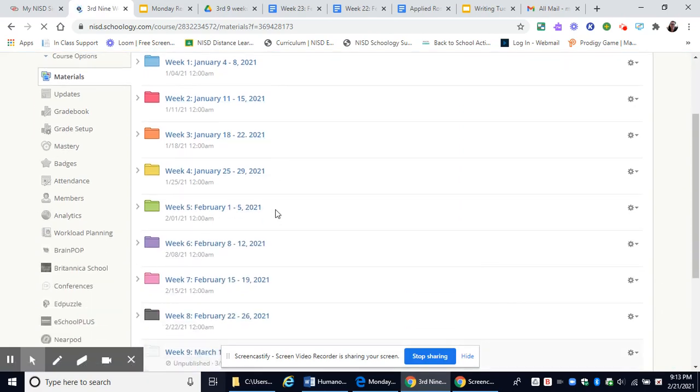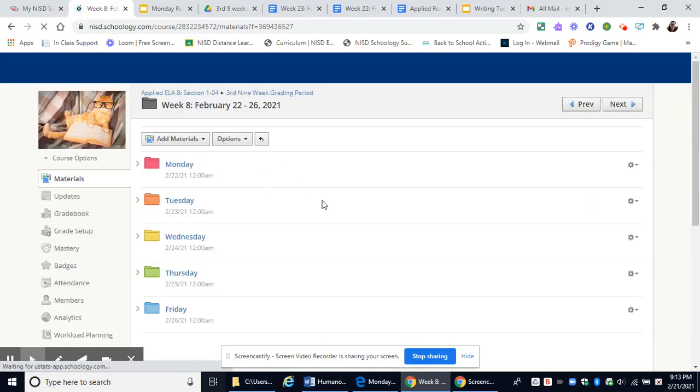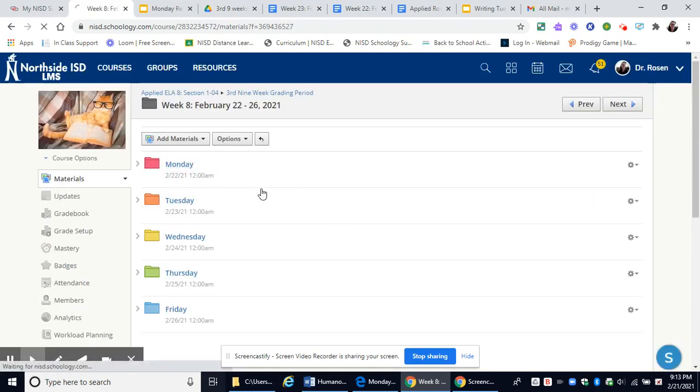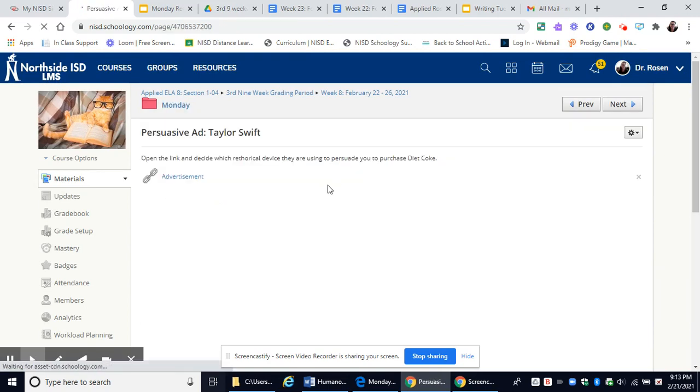What you want to do is go to the last one, which is week 8, February 22nd through 26th. You're going to open that assignment, and then you're going to click on Monday. The first assignment I have for you is you're going to open this ad, and when you open it, you're going to look at it.